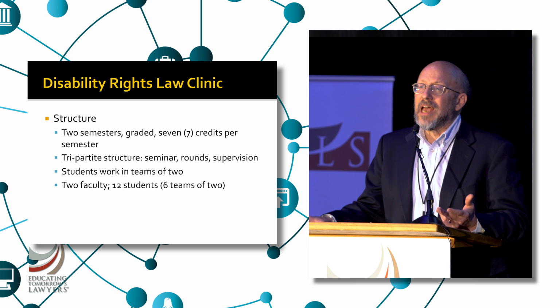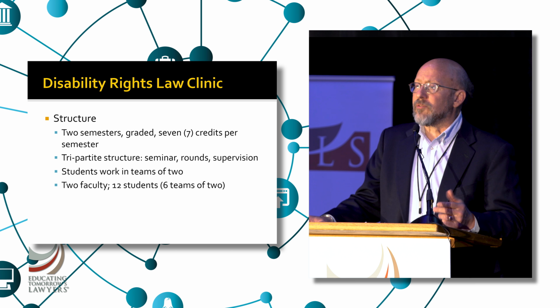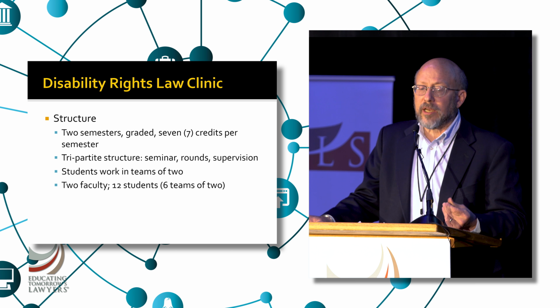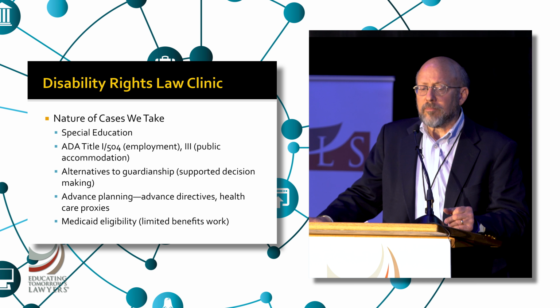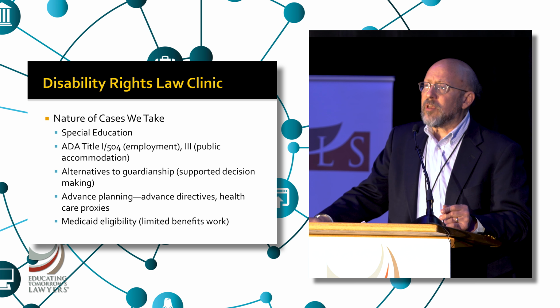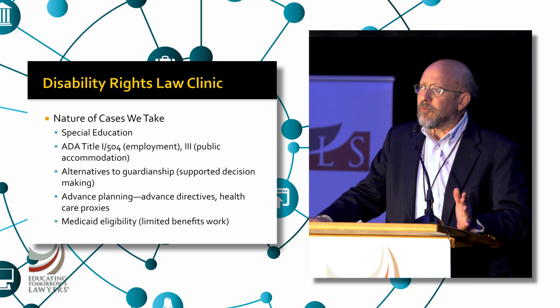We have 10 different clinics. The clinic in which we do this evaluation is the Disability Rights Law Clinic, which I direct and founded 13 years ago. It's a 2-semester clinic, 7 credits, it's graded. We have the classic seminar, rounds, and supervision structure. We take a range of cases, really almost everything we want: special education, ADA discrimination cases, alternatives to guardianship, some advance planning. We don't do much in the way of benefits, a little bit with Medicaid, but mostly we try to do things in which clients are in a position of being autonomous or self-determined.